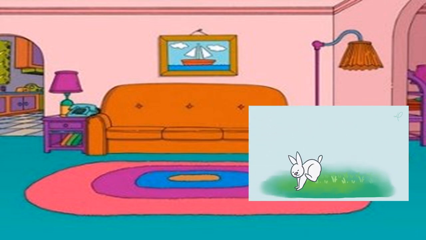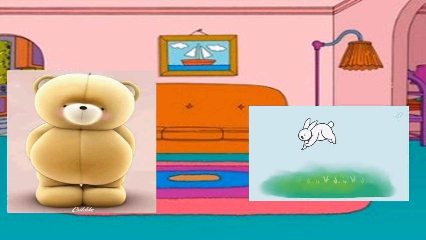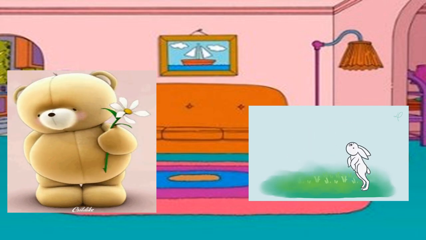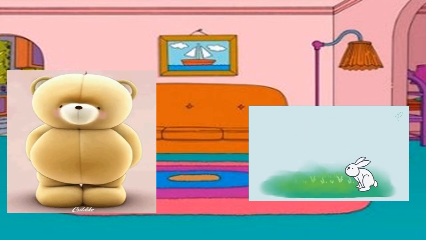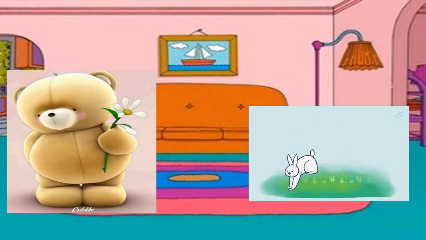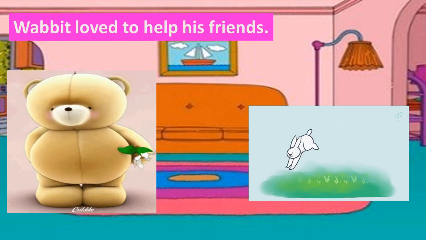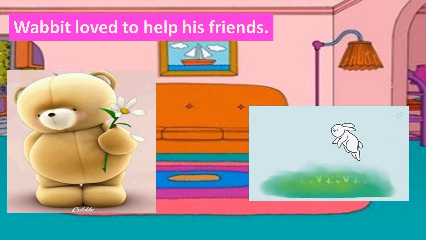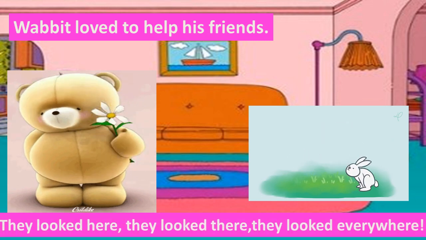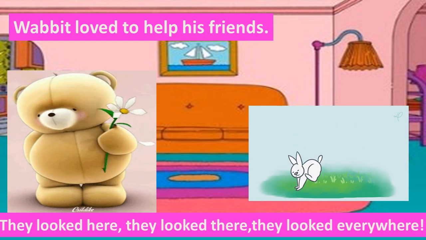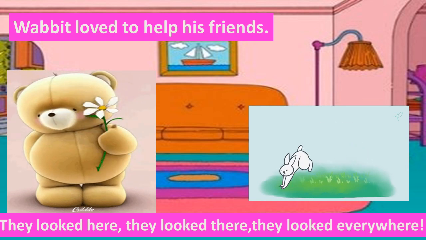Wabbit is looking for the honey pot. Tod is also looking for the honey pot. They both are searching where the honey pot could be. Wabbit loved to help his friends. They looked here, they looked there, they looked everywhere.